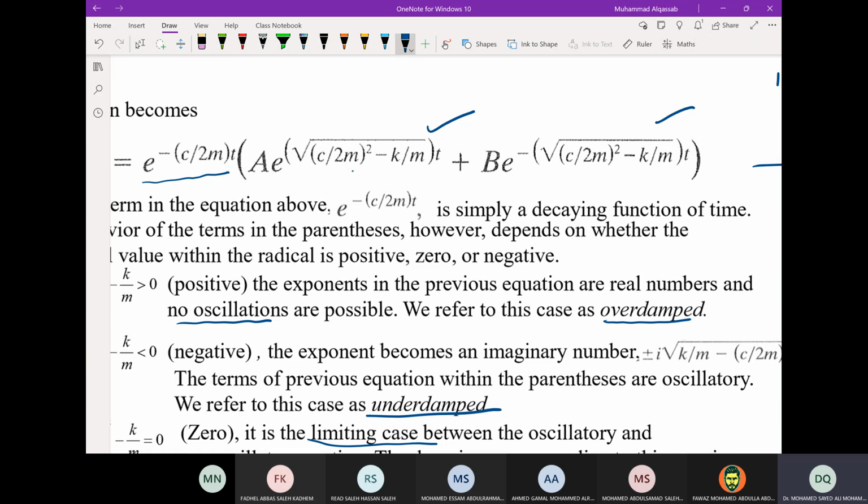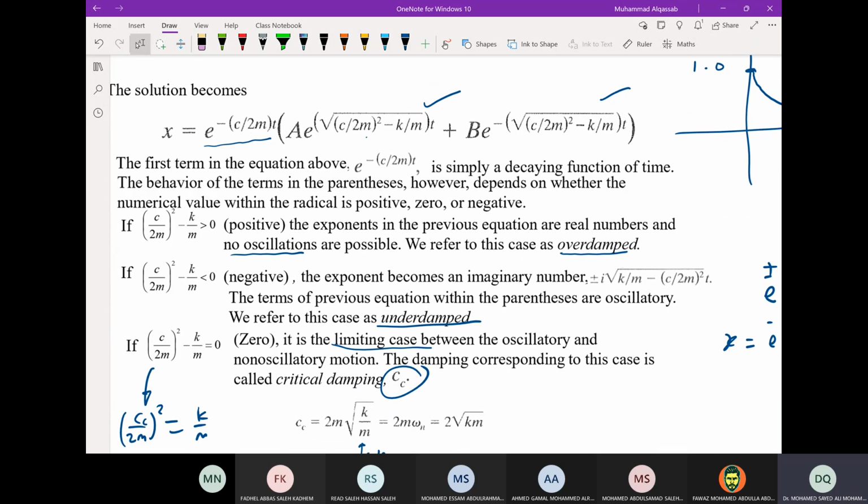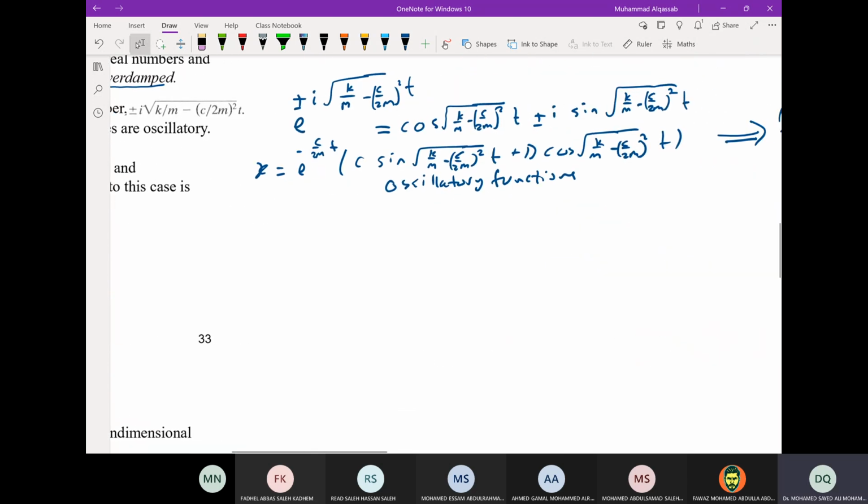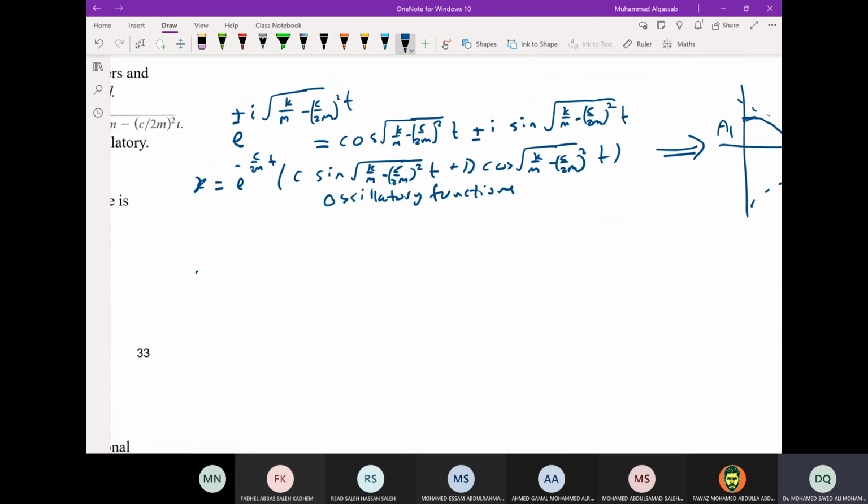We have to multiply the first solution by t to get the second solution, as you will do for any differential equation if you have repeated roots. So the equation, this is for underdamped. For critically damped, this will be e to the power minus c over 2m t multiplied by a plus b times t. You can change this to c and d, just to give you an idea that those constants are not the same as a and b.